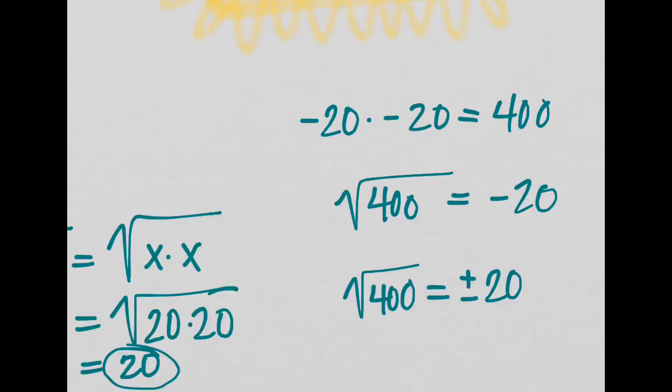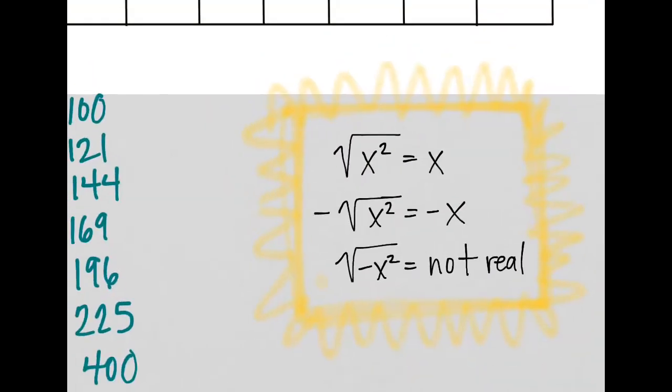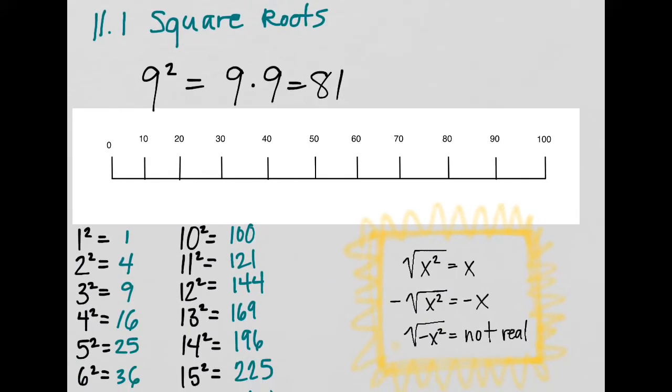Okay, plus and minus 20, because you could have a negative 20 times a negative 20 to get 400, or you could say 20 times 20 to get 400. Okay? All right, now I know I'm kind of going through this a little bit on the quicker side here. We are going to start by putting some of these onto our number line.